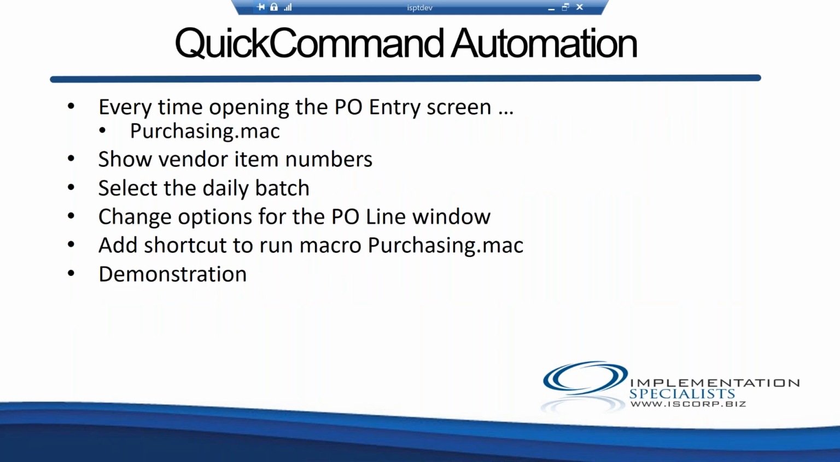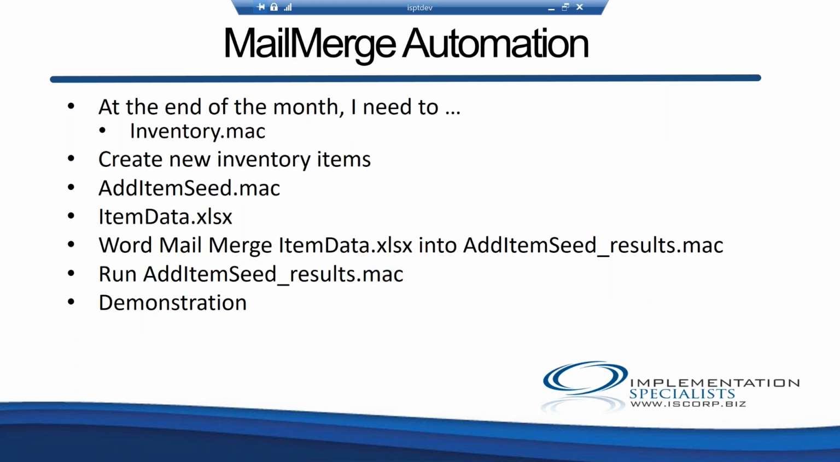Next, we'll go into a quick command. We'll do one of those. As I mentioned, these are assigned to a shortcut key. And the mail merge one, I'm not going to go into detail because I want to get into the demo here, but we will go and add new inventory at the end of the month. A common request that we've seen is I get a new set of inventory from my supplier and I've got to go and enter all these items and it takes me a day to get it all done at the end of the month. So we'll show how that can be automated.